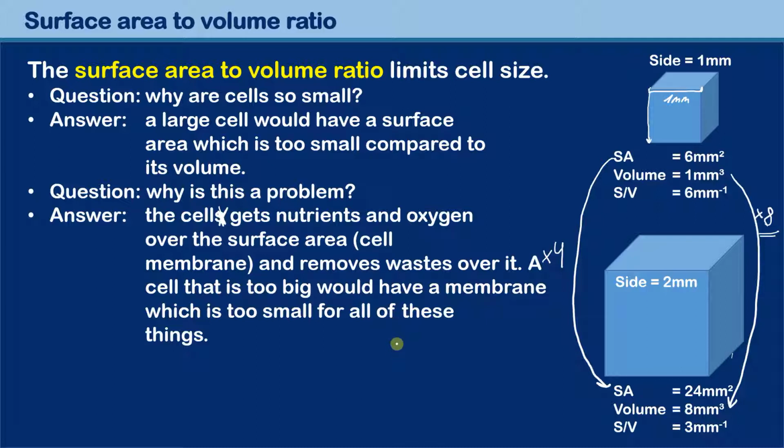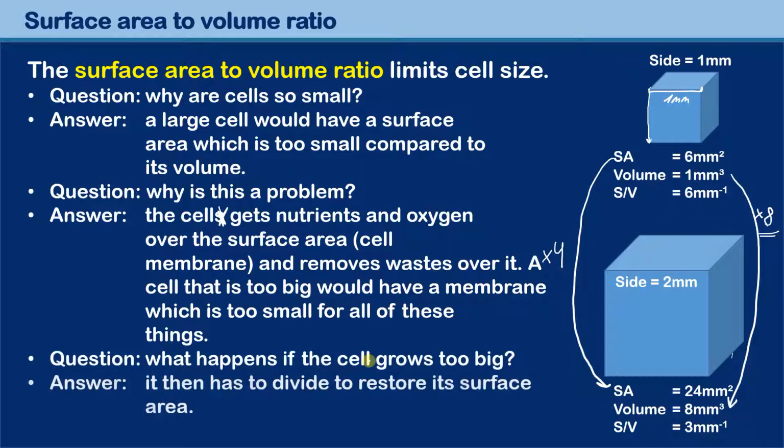Essentially, the cell has a problem growing further because it won't get all the oxygen, it won't get the nutrients, and so on. So what happens if the cell becomes too big? Then it has to divide to restore its surface area. That's the solution. The cell grows, becomes too big because the surface area to volume ratio drops, and therefore it has to divide. And after division, you have 2 small cells, each one again with a large surface area to volume ratio.